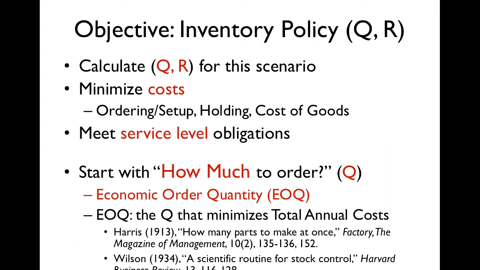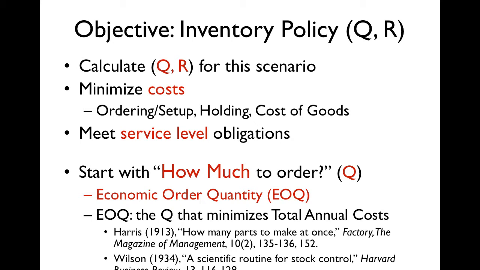The objective overall for the problem is to determine the inventory policy. That is the answer to the two questions, the when and the how much. This time we're just going to be talking again about the how much to order. So the economic order quantity is our objective.